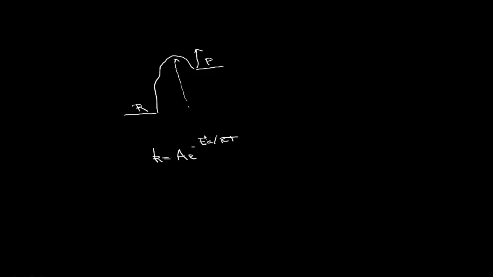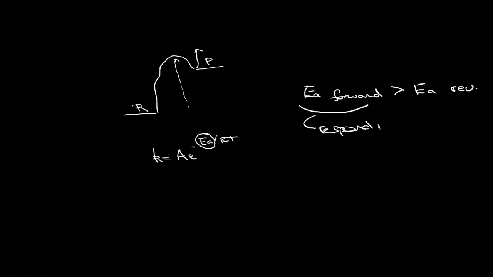So for an endothermic reaction, Ea forward is bigger than Ea reverse. So what does that mean? That means this side responds to temperature more rapidly. That is, temperature has a bigger effect on the forward reaction than the reverse reaction.